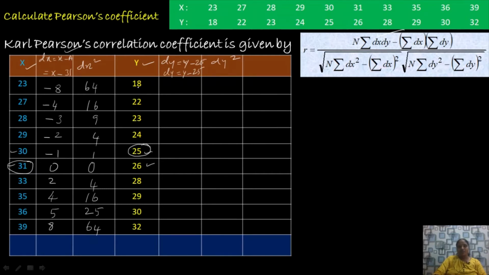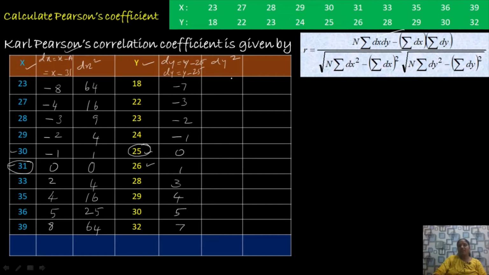So 18 minus 25 is minus 7, 22 minus 25 is minus 3, 23 minus 25 is minus 2, 24 minus 25 is minus 1, 25 minus 25 is 0, 26 minus 25 is 1, 28 minus 25 is 3, 29 minus 25 is 4, 30 minus 25 is 5, 32 minus 25 is 7.